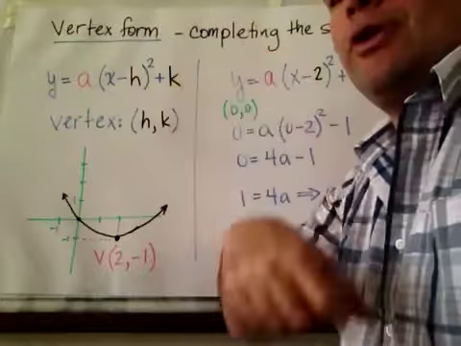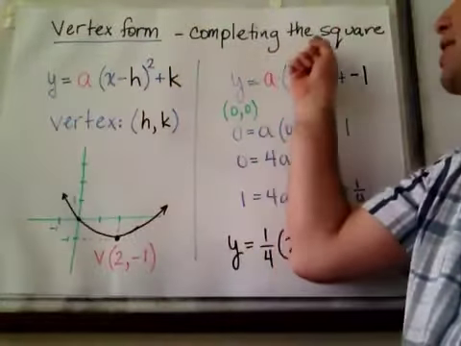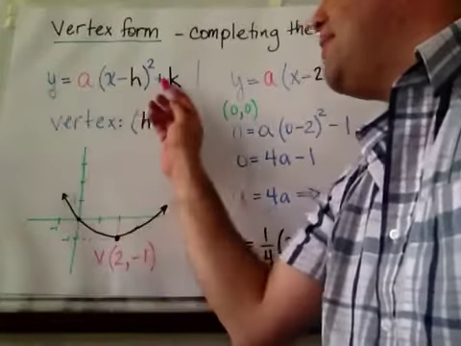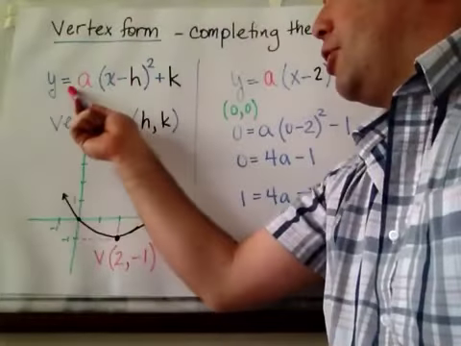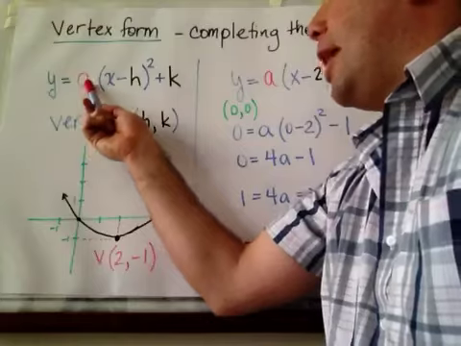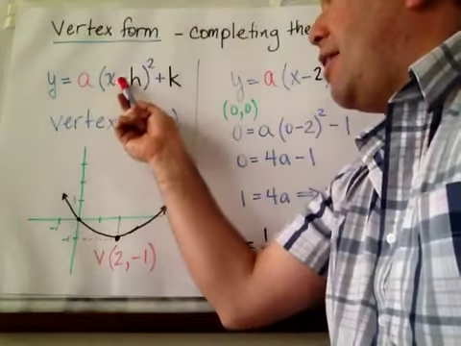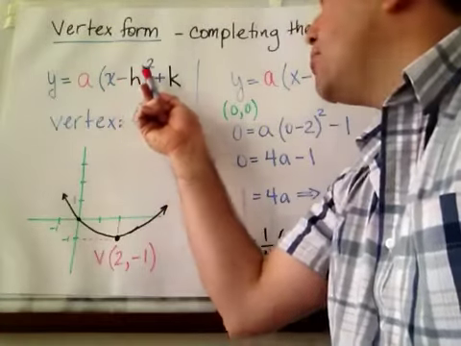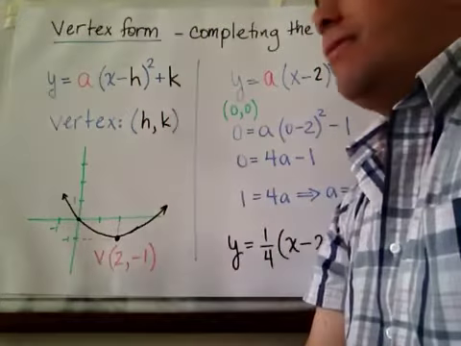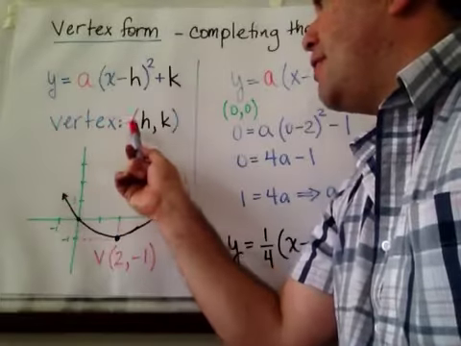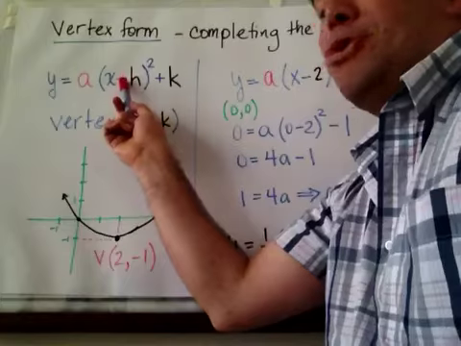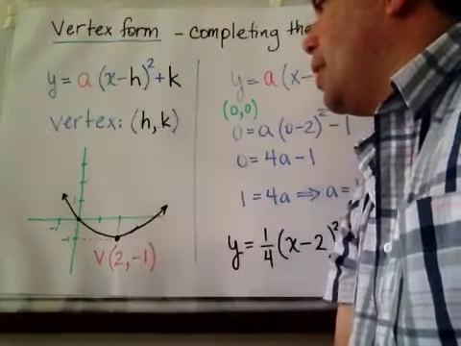Vertex form of a quadratic function and completing the square to get vertex form. Now, the vertex form of a quadratic function goes like this. This is the equation of a parabola, another form. y equals a times (x minus some h value) quantity squared, plus some k value. Now, the vertex is the values of h and k. Notice that here we subtract h.